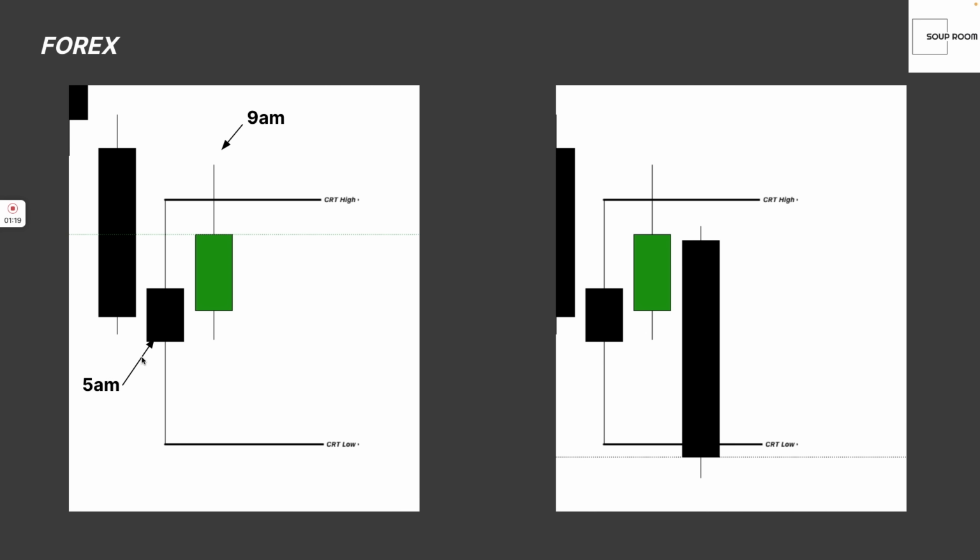As mentioned before, if the CRT forms at 5 a.m., the turtle soup will form at 9 a.m. Study that. Rewind and re-listen to exactly what I just said.